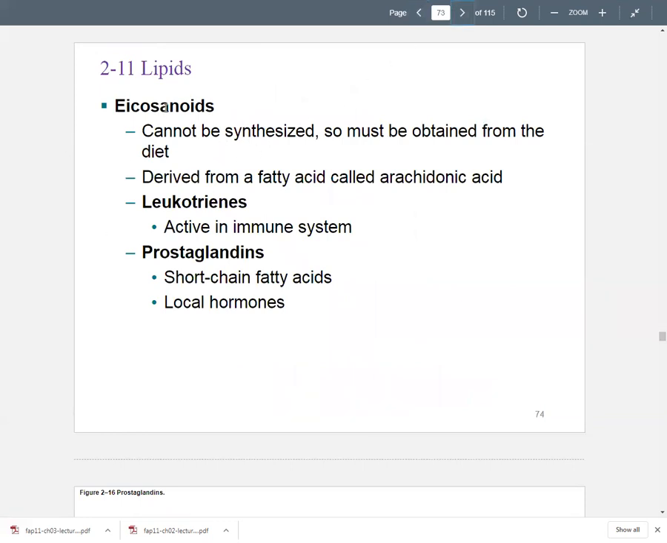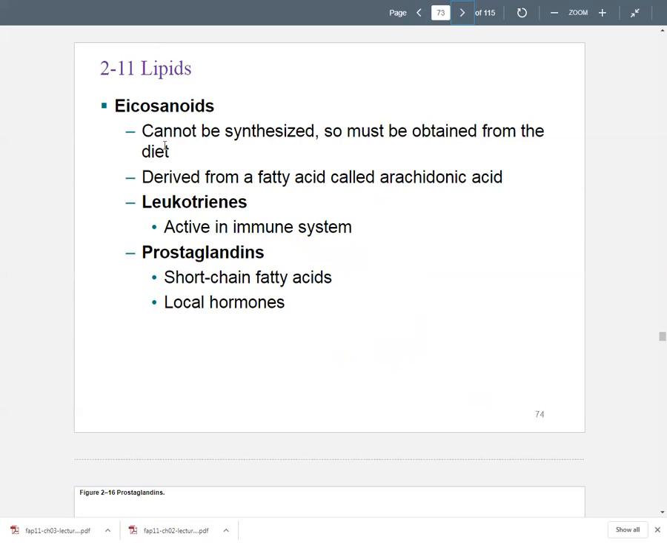You have eicosanoids. You have to get them from your diet. You can't actually make these in your body. Some things you can make, your body can make certain chemicals. Eicosanoids you cannot. It's made from a fatty acid called arachidonic acid. Okay, kind of random fact there.